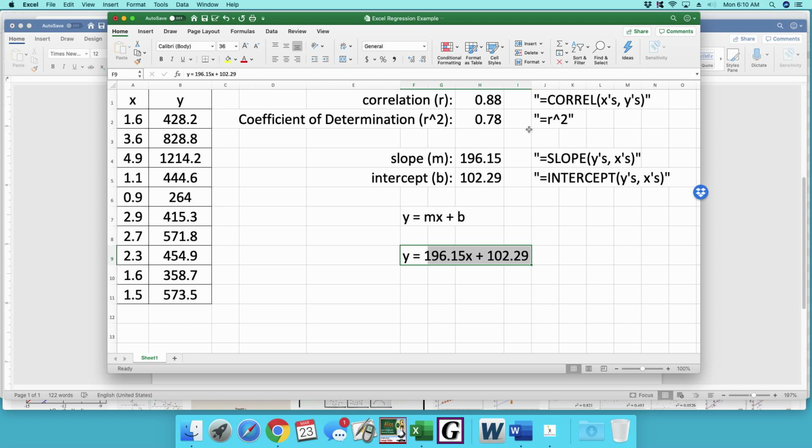So once you're done with this example, you're going to open up the other in our assignment on Schoology. There's another data set that I want you to do exactly the same thing.